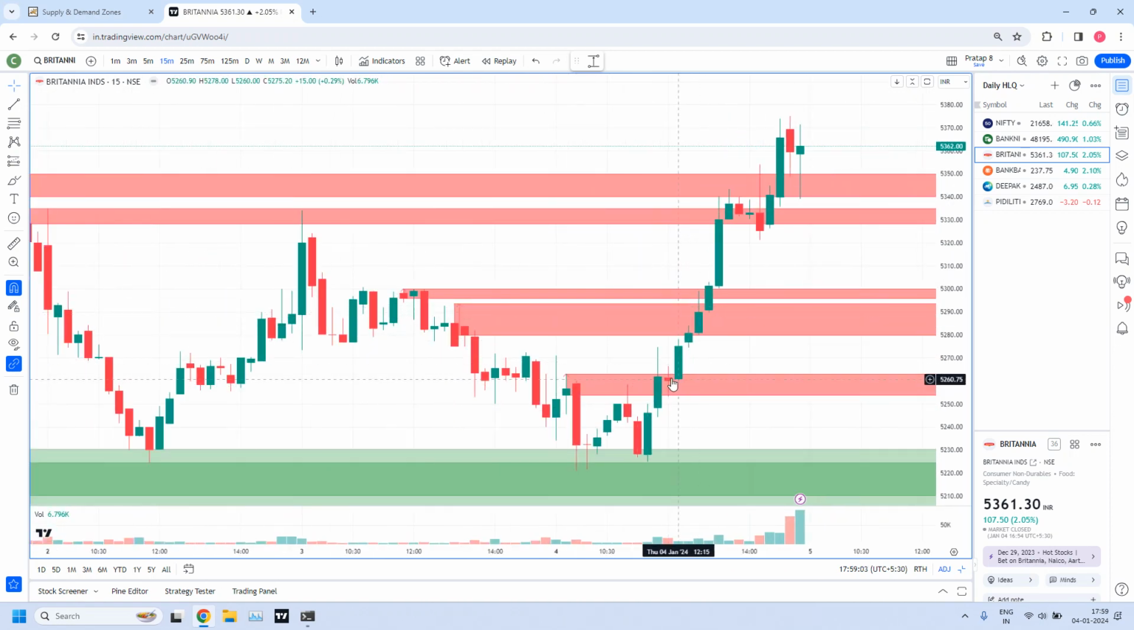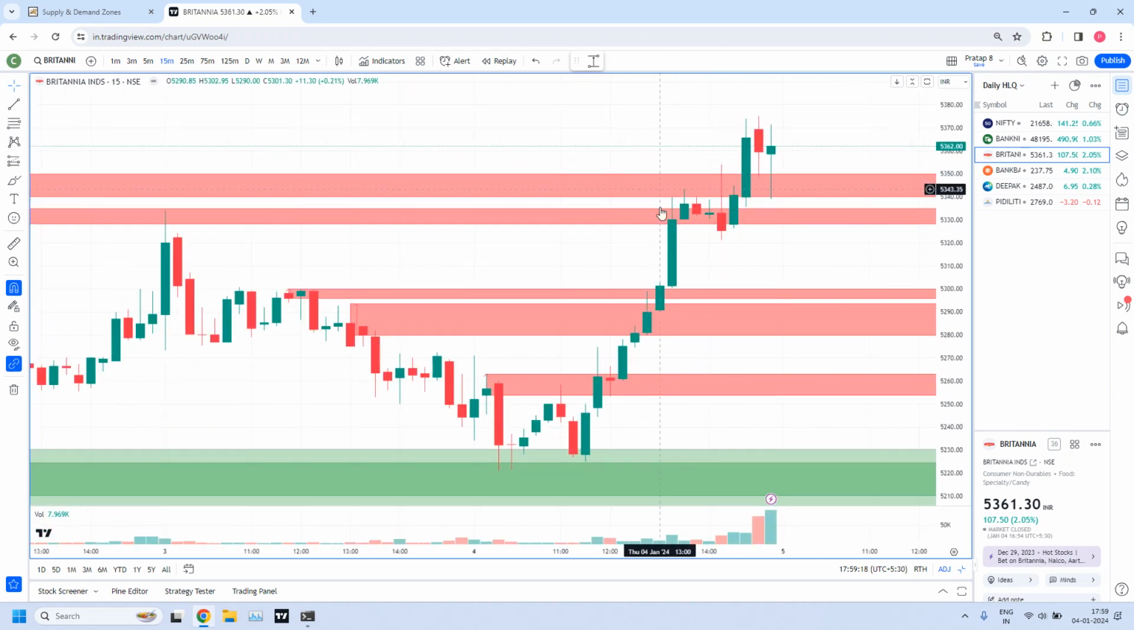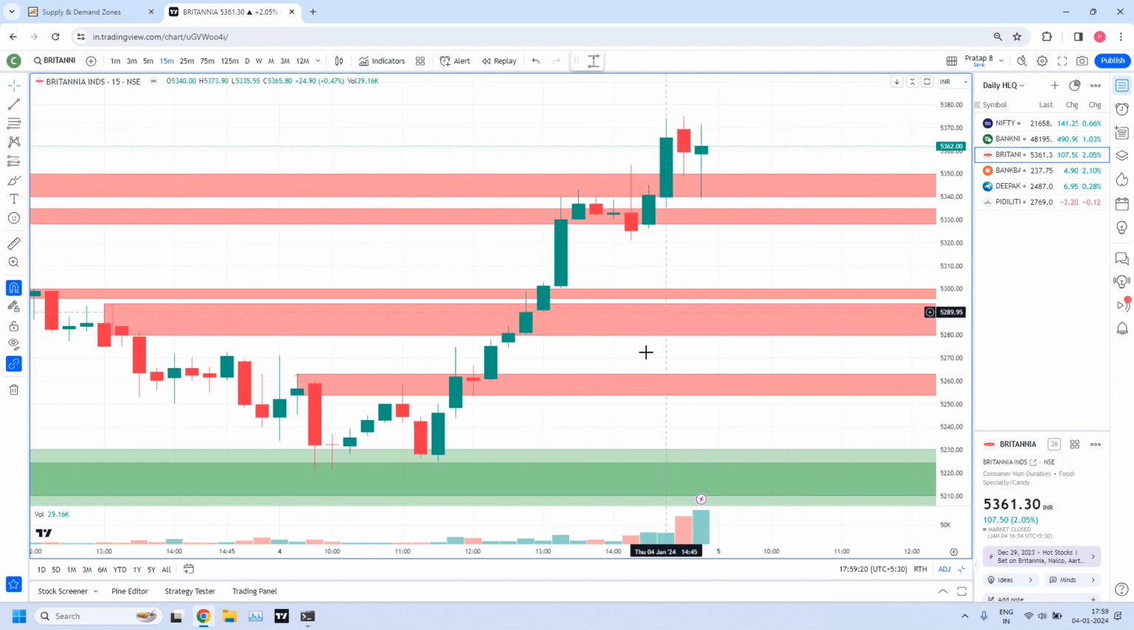So this is target 1, this is target 2, this is target 3, this is target 4 and this is target 5. So totally 5 targets. Further, you can extend to a 6th target, 7th target by further going up. Okay, for the time being, let us limit ourselves to these 5 targets.